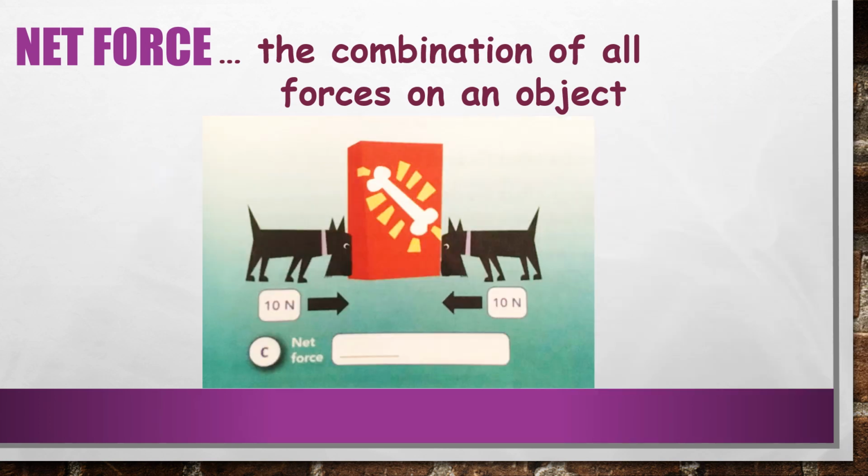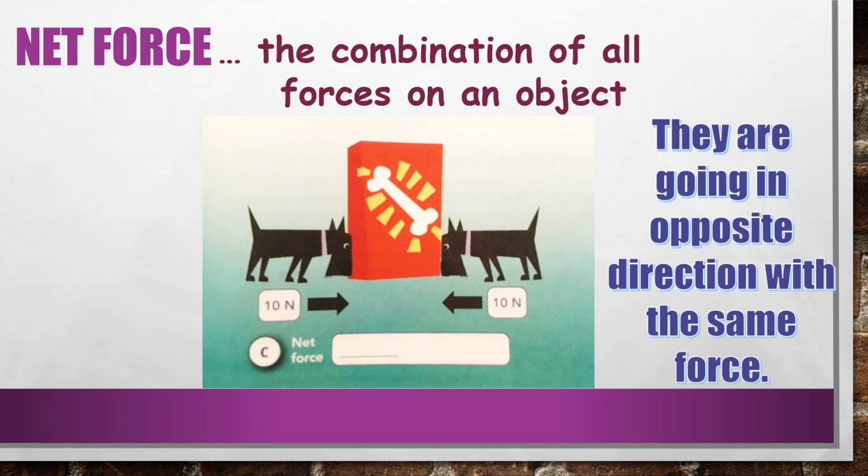But now let's look at what happens when I'm going in opposite directions with the same amount of force. We have twin dogs. They're both pushing towards the center of the box. It's mine, it's mine. Where's the box going to go? Well, once again, net force is combining the forces applied to it. They're going in opposite directions, so I'm going to subtract. And when I have 10 minus 10, I end up with 0 newtons.